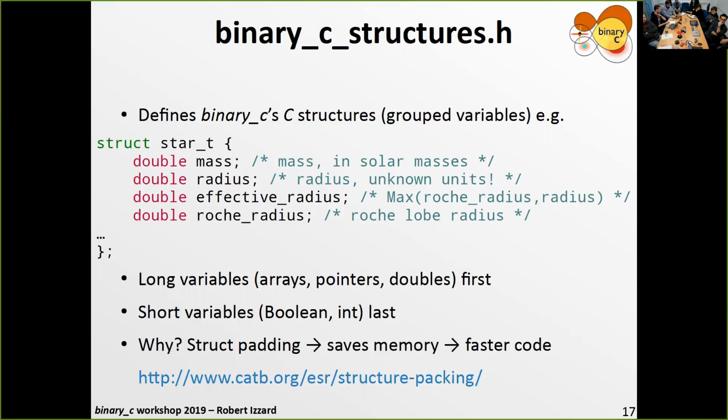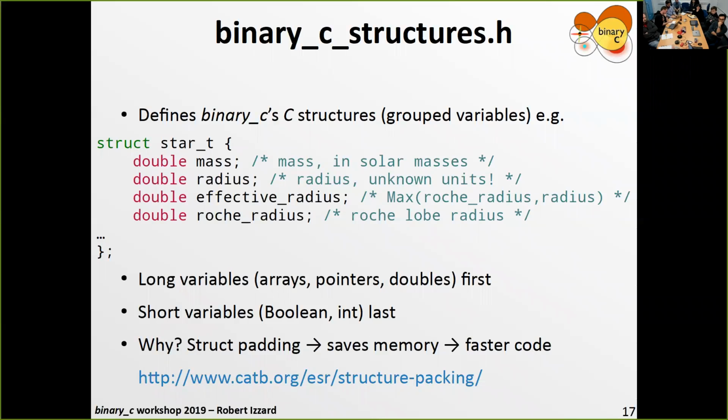And this is actually, for those who are wondering what the difference between this code and BSE is, in BSE, you would have lots of these things defined as arrays with 2 variables in them. And in binary C, you just have one star, which you can just copy around. It's much more logical. It makes much more sense. So for example, your star has a mass in it, it has a radius, it has an effective radius, a Roche radius, and so on. And there's hundreds of things to a star. And they're all defined in there.